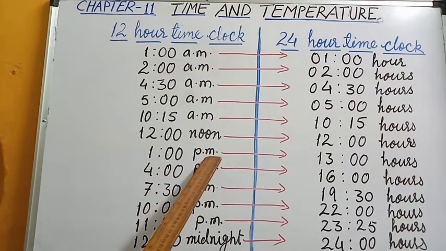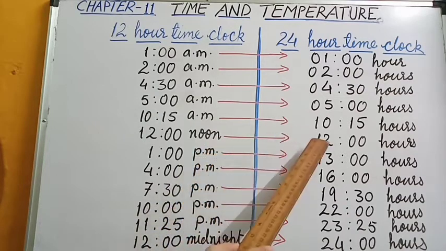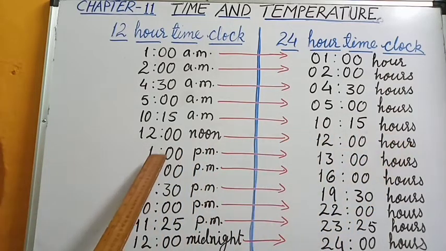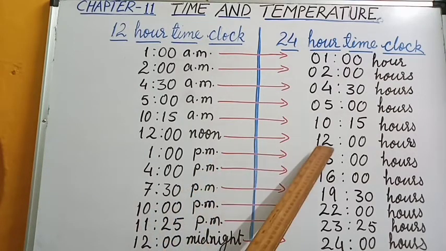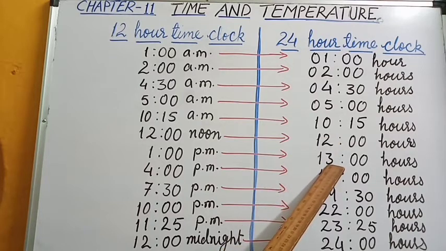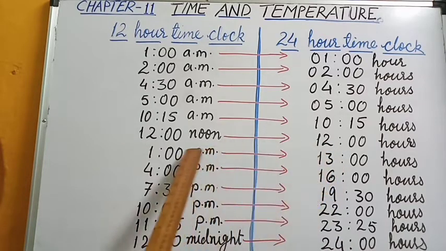1 PM. Now after noon we write PM. So when the time is 12 noon we can write 1200 hours, but when the time is 1 PM, post meridian, afternoon timings, we add 12 with 1. So 12 plus 1 is 13. We can move till 24. After 12 we have to write 13 for 1 PM.